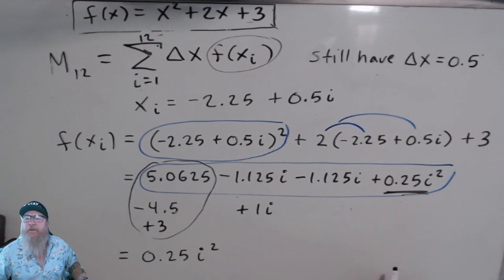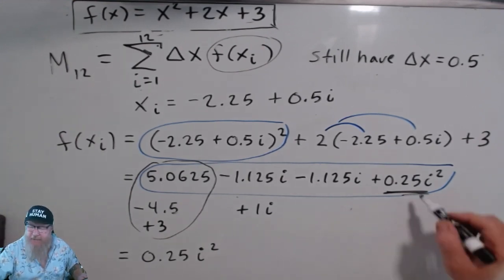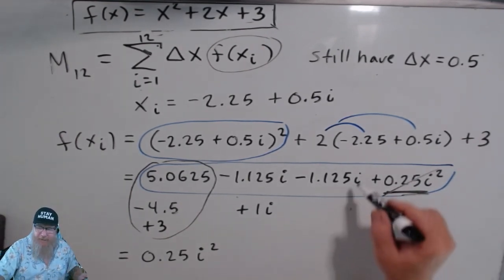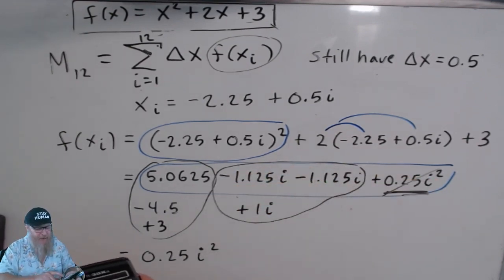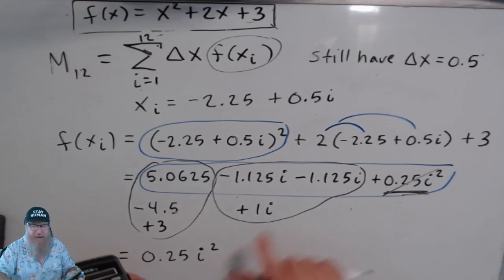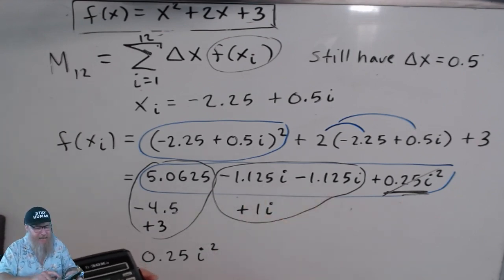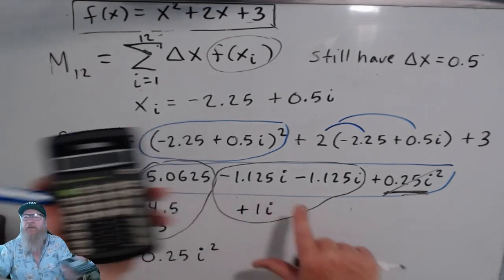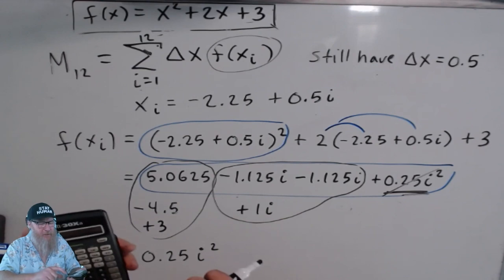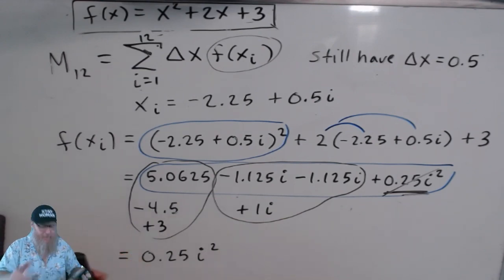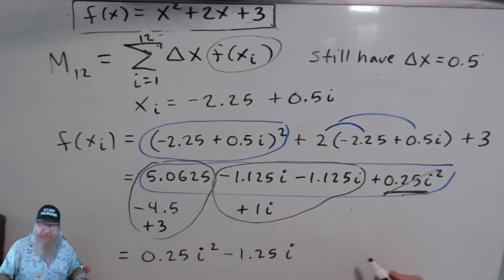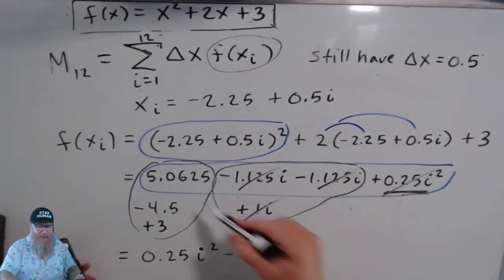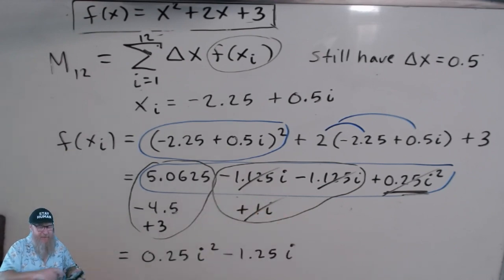Sometimes I do that earlier in the process, but I guess I've been waiting till the end. And then that one's gone. And then I like to do all my middle terms. So I've got 1.125. They're both negative. So that's negative 2.25 when you combine these, plus 1. That's negative 1.25i. So those are all gone. And then I put my constant terms last.